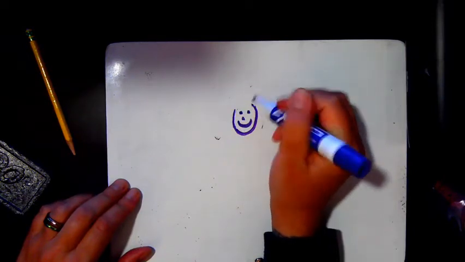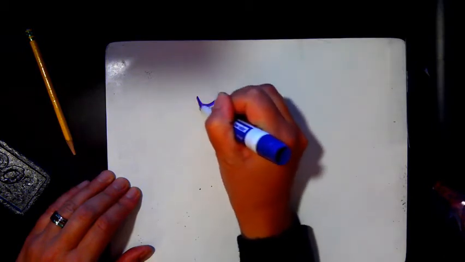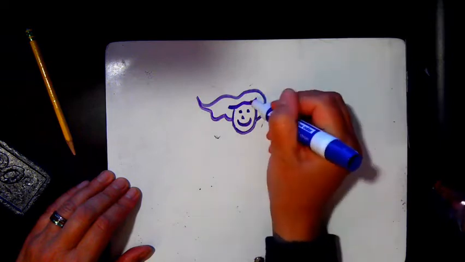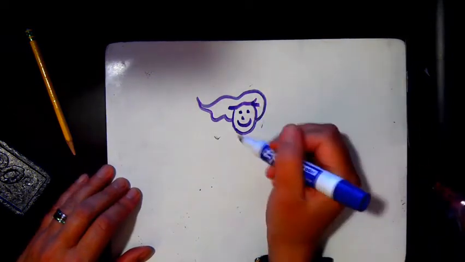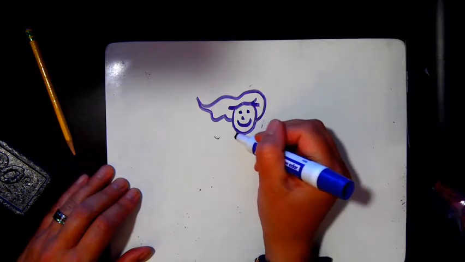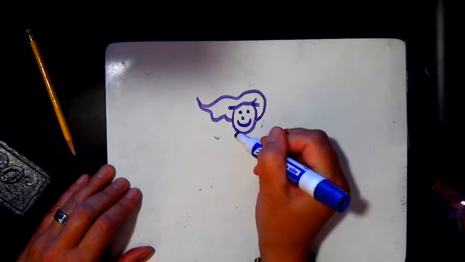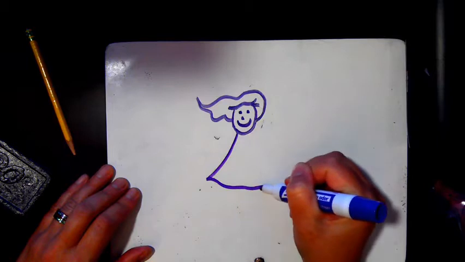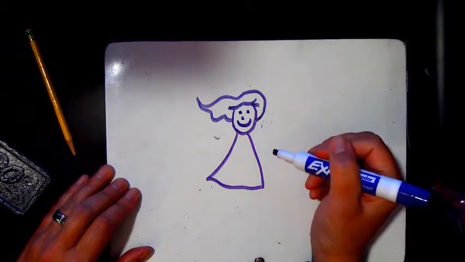There we go. Like we could have it kind of blowing in the wind, like this. Whatever kind of hair you are inspired by. The dress, I'm going to keep it just simple for now. It's basically the shape of a curvy triangle. And we can add details later, right? We can add details later.